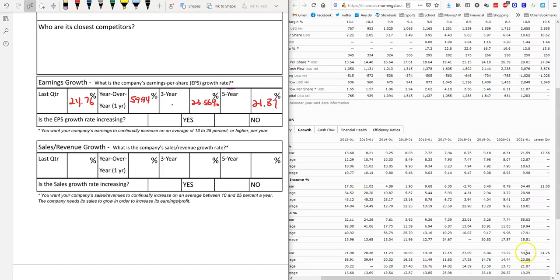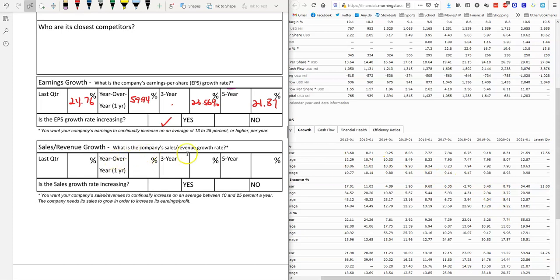So 59.94 in the year over year compared to the 3 and the 5, that's how I would decide if it's increasing or not. If it went up from the 5 to the 3 to the 1, that would be increasing. So yes, their earnings growth is looking really good in the most recent quarter.